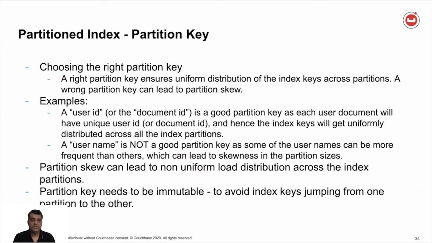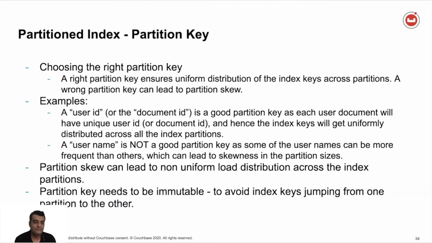Now let's see how one should choose a good partition key. Basically, the aim of a partition index is to distribute the load across multiple partitions and hence across multiple nodes. So if the chosen partition key is not very good, then the index key distribution will not be uniform. And if that happens, the load distribution will not be uniform. So if a wrong partition key is chosen, it can lead to a partition skew.